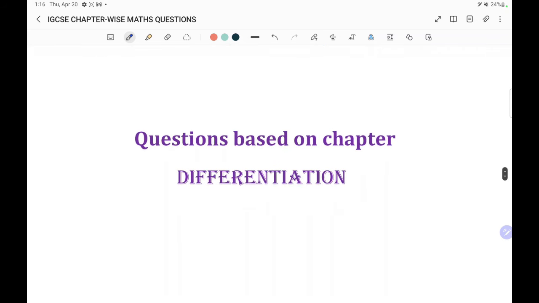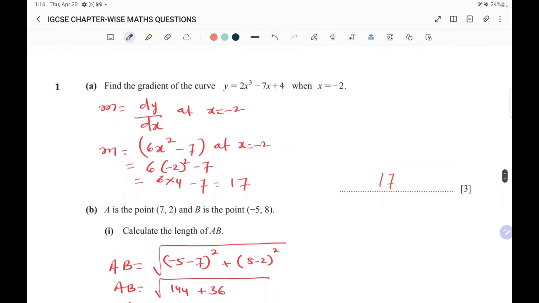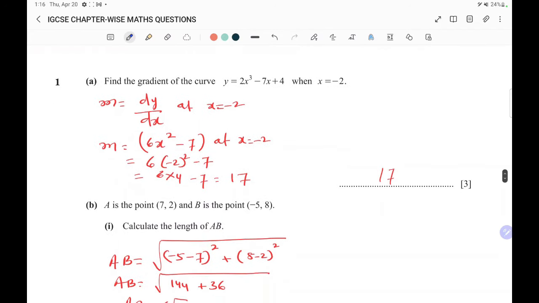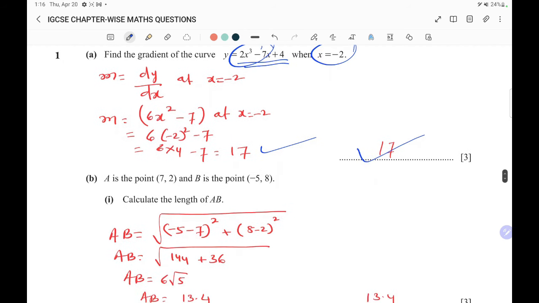Now questions based on the chapter differentiation. So a part that says find the gradient of the curve when y is 2x cubed minus 7x plus 4 when x is minus 2. So m is dy by dx, and just differentiate, which is 6x square minus 7, and put x equals minus 2. So 6 times (minus 2) whole square minus 7, and just calculate, you will get 17.